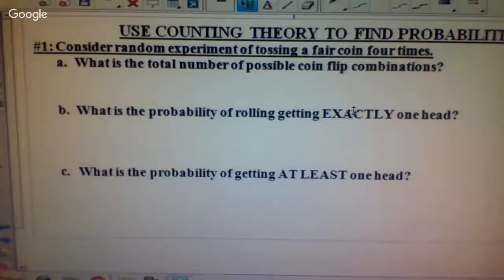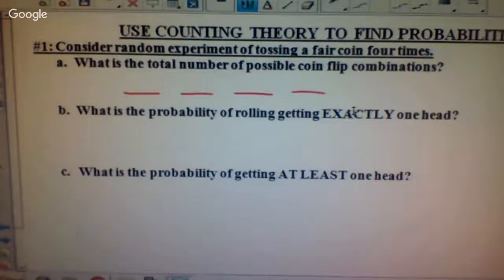If I'm rolling a die, how many options do I have? 6. If I'm flipping a coin, 2. So that's what you need to do first. Our random experiment this time is we're going to toss a fair coin 4 times. So you've got toss 1, toss 2, toss 3, toss 4. Each time I toss a coin, I have how many options? 2. Heads, tails, heads, tails.